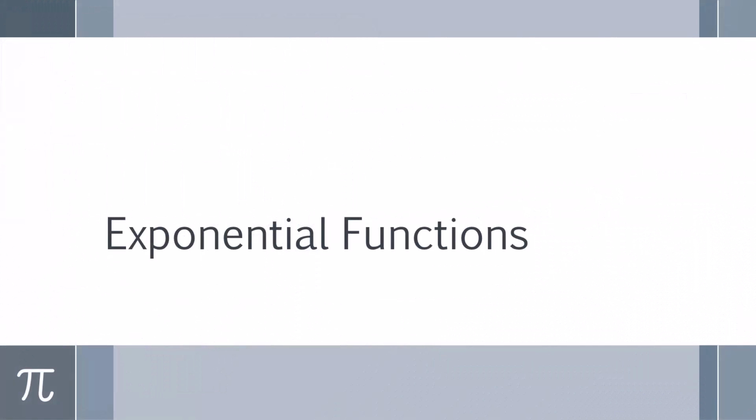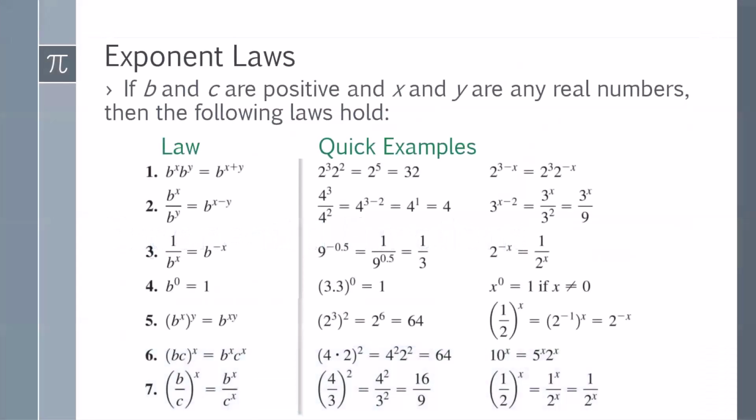Exponential functions. In previous videos, we've explored exponent laws. If b and c are positive and x and y are real numbers, then the following laws hold. b to the x times b to the y is equal to b to the x plus y. b to the x divided by b to the y is b to the x minus y.